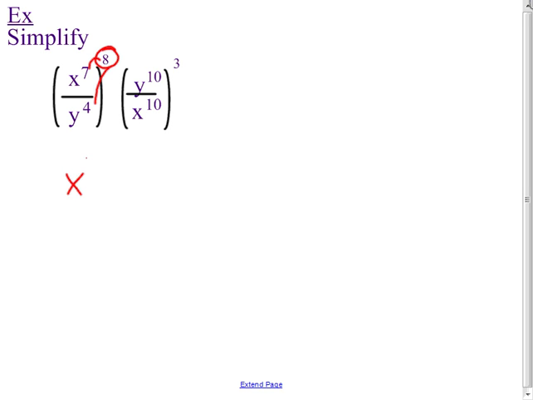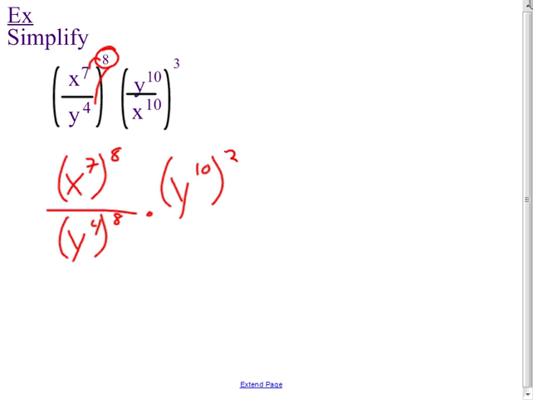Now what it means is it's x to the 7th to the 8th, and then over y to the 4th, and its exponent as well is to the 8th. Now, not only did I have an exponent to a quotient, I now have a power to a power. Now, I'm going to write the other one as well. Same type of process. y to the 10th, and then it goes to the 3rd, over x to the 10th, and it goes to the 3rd. So now I have another power to a power property.